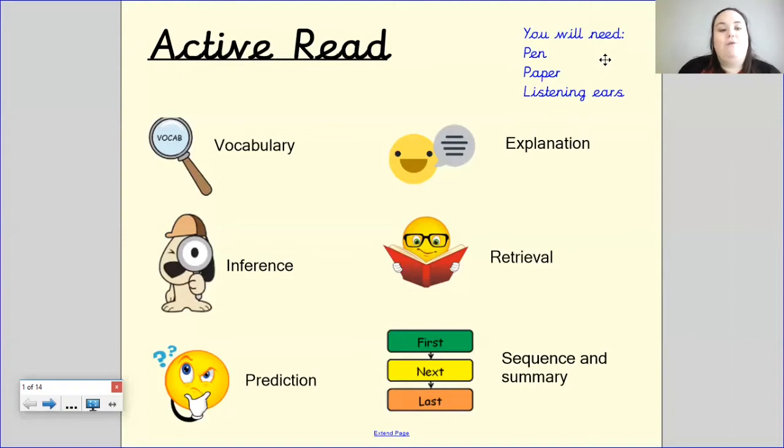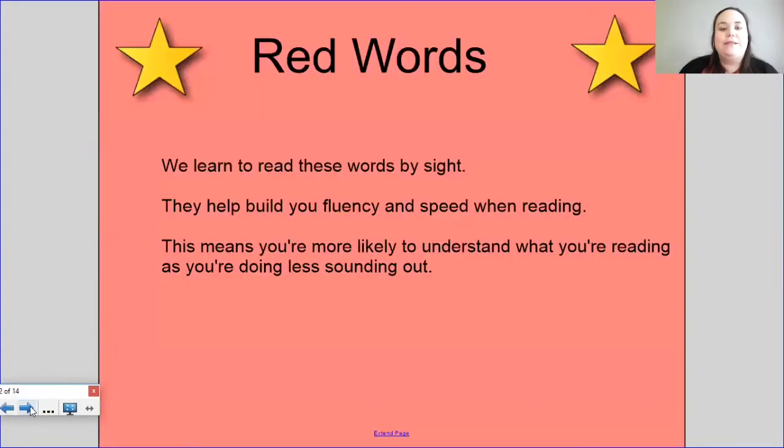Let's remind ourselves of VIPers. This time, can you tell me what they stand for? V is for vocabulary, I is for inference, P is for prediction, well done. E is for explanation, R is for retrieval, and S is for sequence and summary. Well done.